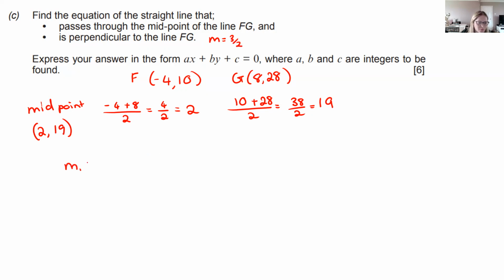So the rule is m1 times m2 gives us -1 because it makes that right angle. So it's going to be completely the opposite. So we use the negative reciprocal. So if I've got 3 over 2, I'm going to be timesing it by minus 2 over 3. And that will give us our -1 value. So m2, which I like to write it as, is minus 2 over 3. And the reason why I've got the little 2 there is because it's the second gradient.